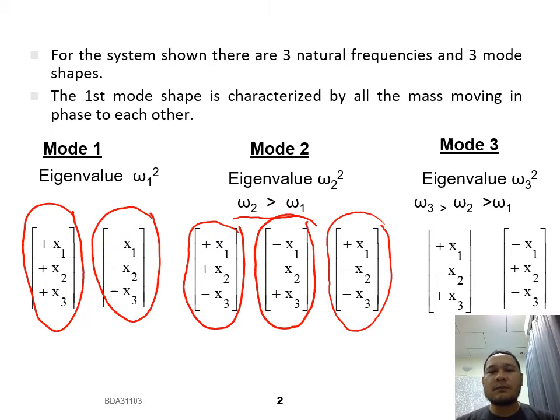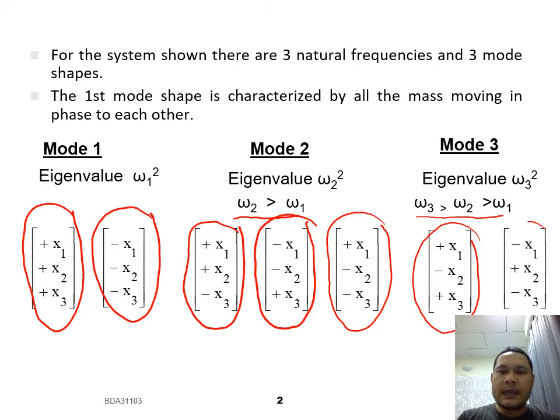And then we go for the mode number 3. Mode number 3, basically omega 3 must be higher than omega 2 and higher than omega 1. So they contain of the 2 possibilities of the mode shape, either positive x1, negative x2, or positive x3, or either negative x1, positive x2, and negative x3. So this indicator define whether the direction or the eigenvector of the mass will be varies, depend on the mode value.